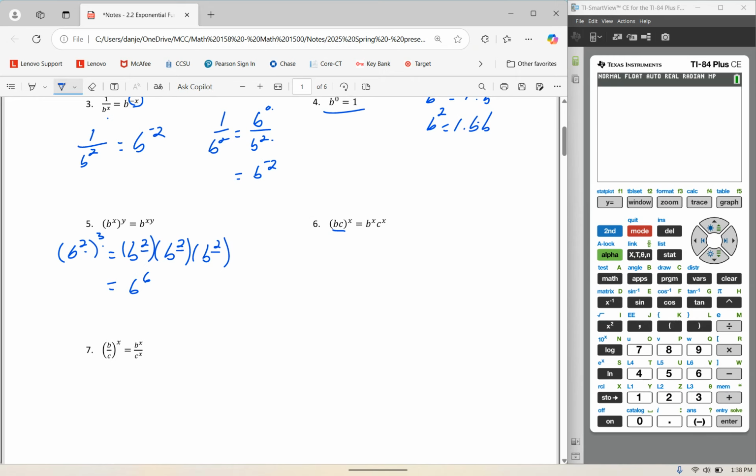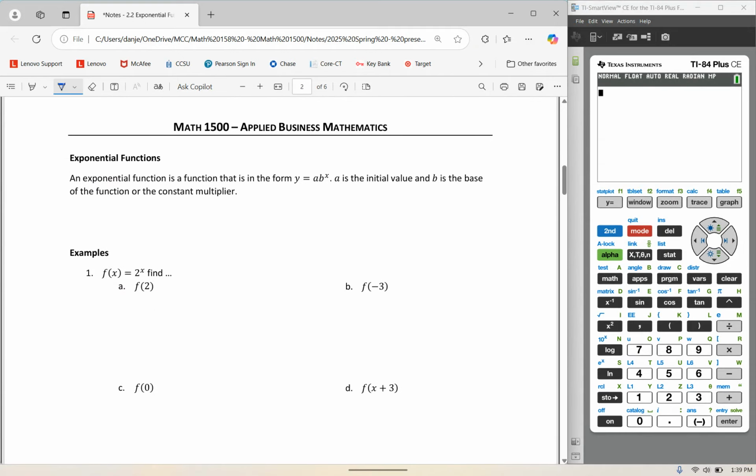bc to the x is b to the x, c to the x. That's simply the exponent goes both to the b as well as to the c. Number 6, that's true if I'm multiplying b times c. Number 7, that's true if I'm dividing b over c. So if I were to have, say, 7/3 squared, that's 7 squared over 3 squared, or 49 over 9. Quick walkthrough of the rules of exponents.